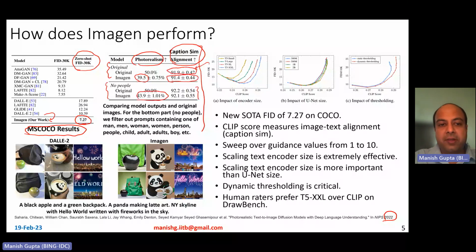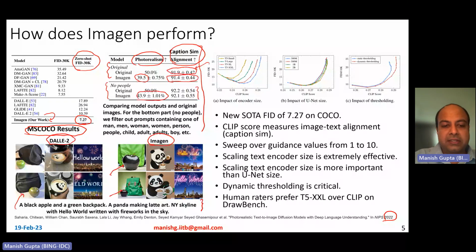Now, Imagen is way better in terms of many perspectives. So here are DALI 2 results, and here are Imagen results. And here are the prompts which were used to generate these results. The first prompt is a black apple and a green backpack. You see, DALI 2 got this wrong. It's not a black apple, but Imagen actually got it right. So it's a black apple and a green backpack.